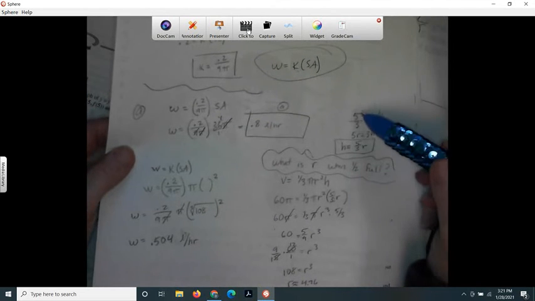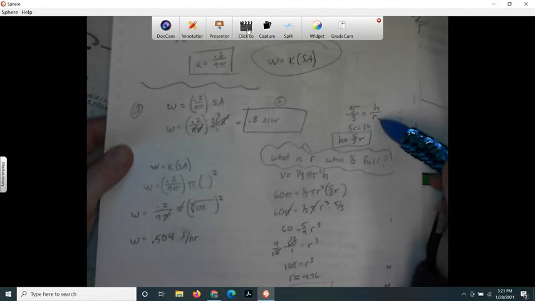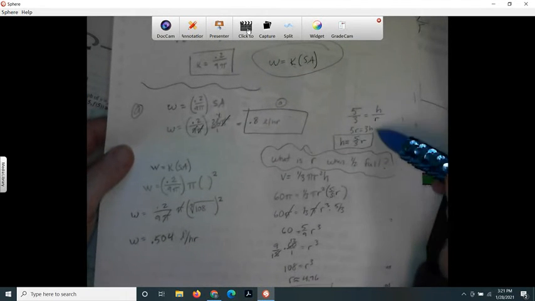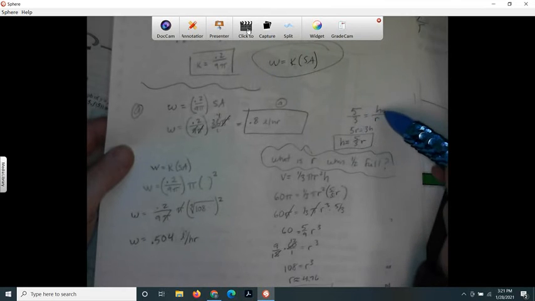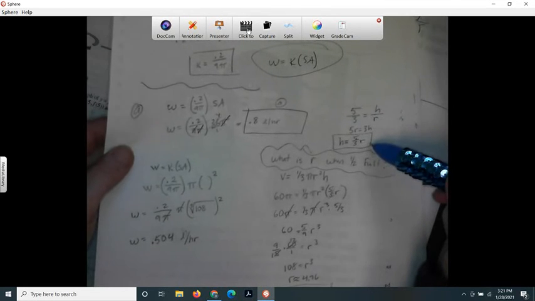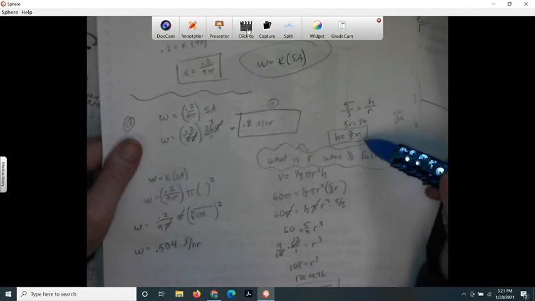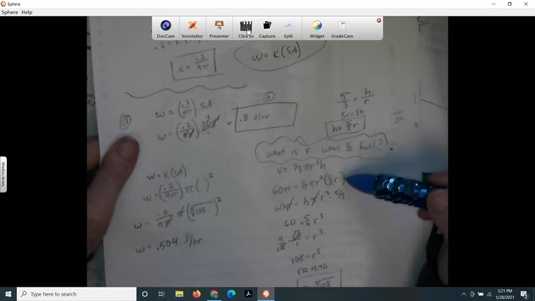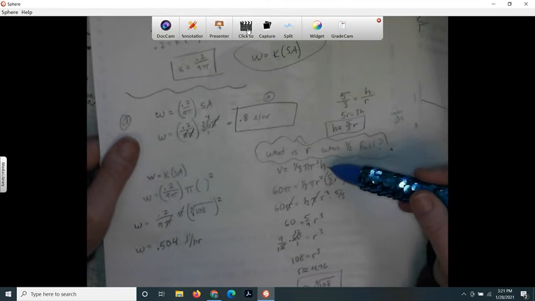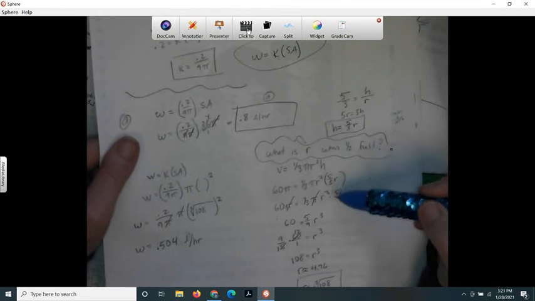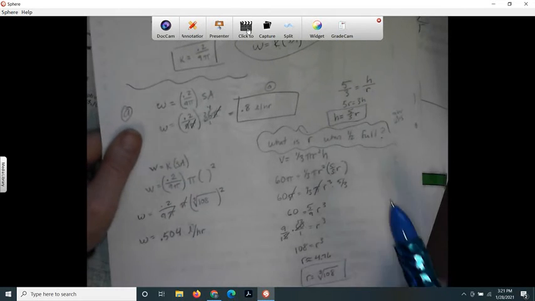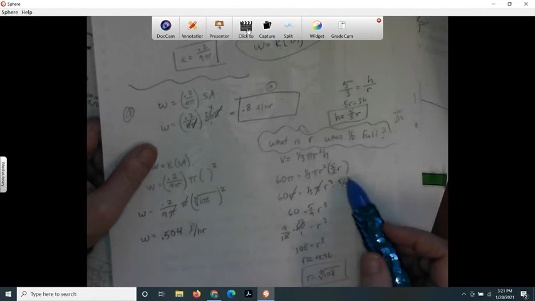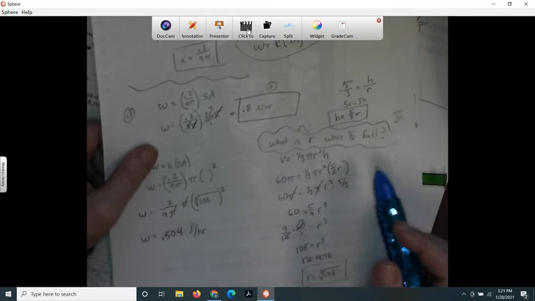Or I said 5 is to 3 as H is to R. And then I did cross products. So 3 times H is 5 times R. And then that gives me H. And H gets plugged in here. So now I have everything all in terms of R. So that was a nice little trick that I won't take credit for. And then I just did my algebra to find out what R was.